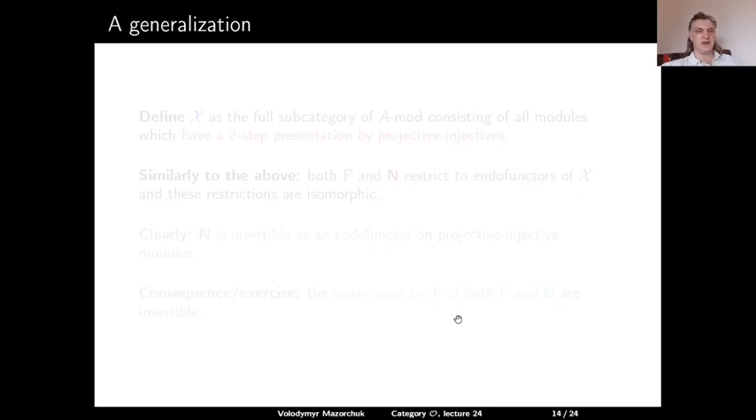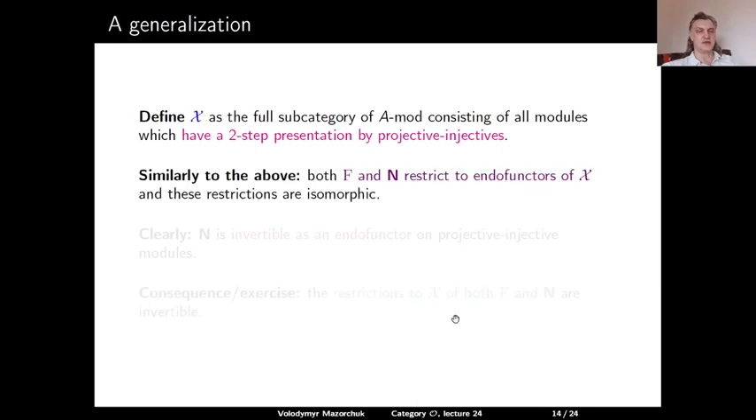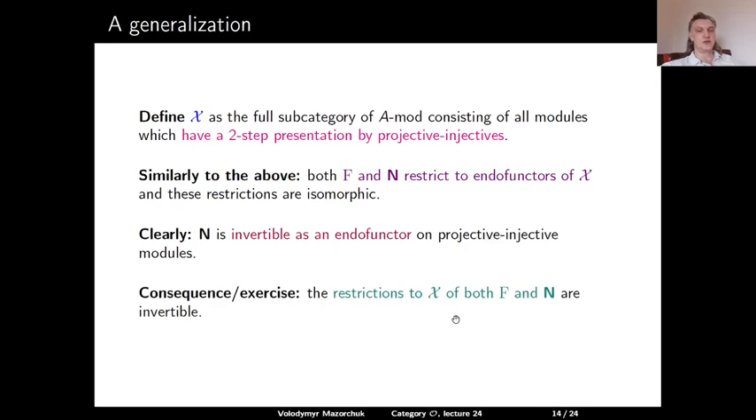The previous slide can be generalized. If we denote by X the full subcategory of A mod, which consists of all modules having a two-step presentation by projective injective modules, then, similarly to the previous slide, both F and N restrict to endofunctors of X, and these restrictions are isomorphic. Clearly, the functor N is invertible as an endofunctor on projective injective modules. Consequently, the restrictions to X of both F and N are invertible as endofunctors of X.